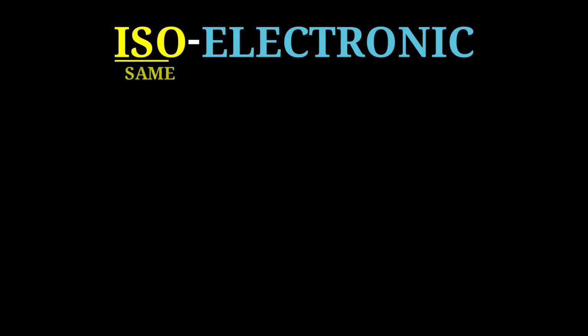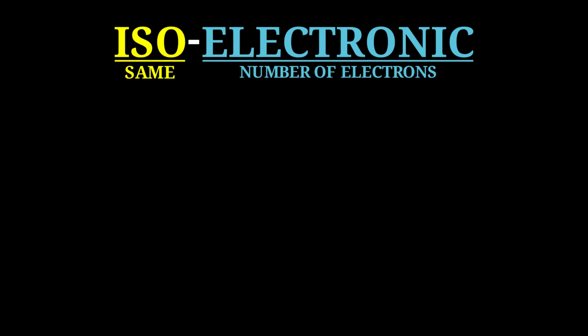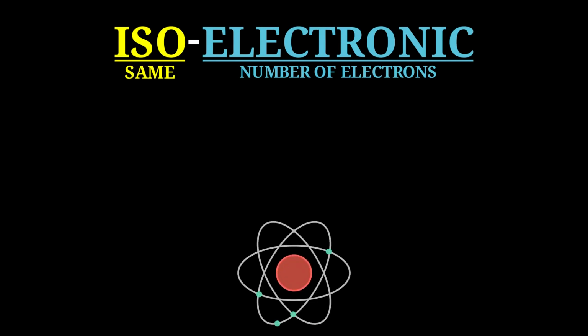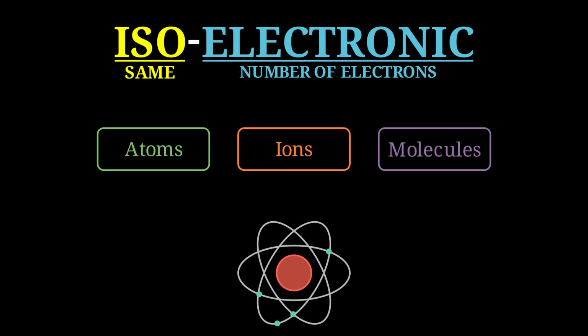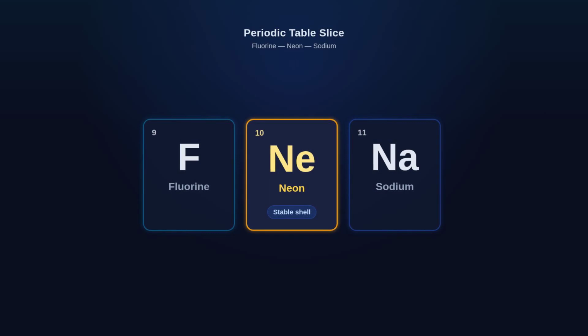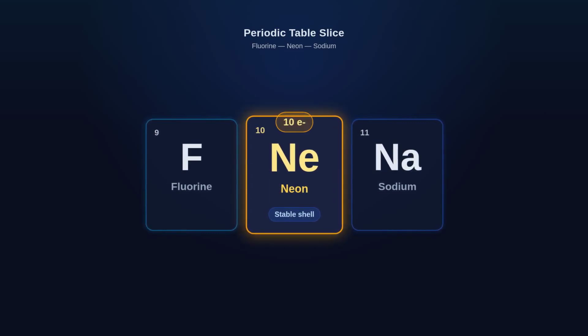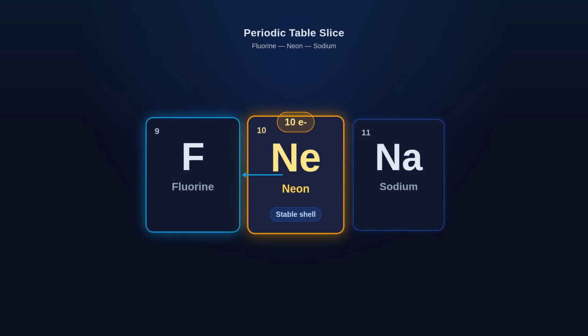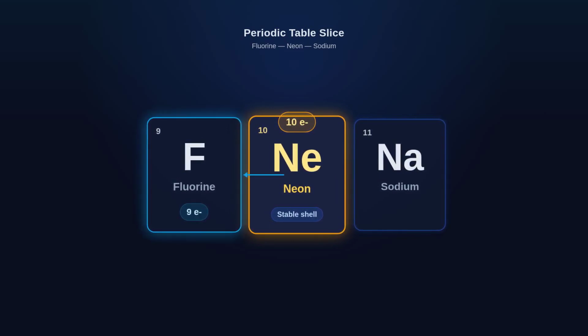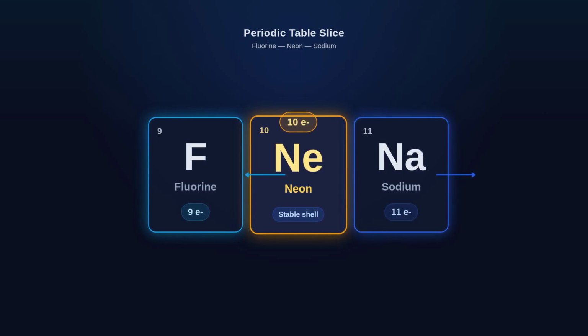The prefix iso means same, and electronic refers to the number of electrons. So isoelectronic compounds are simply different atoms, ions, or molecules that possess the exact same number of electrons. To visualize this, let's look at a simple sequence on the periodic table. Picture a neon atom. It sits comfortably with 10 electrons. Now, look to its left at fluorine, which has 9, and to its right at sodium, which has 11.